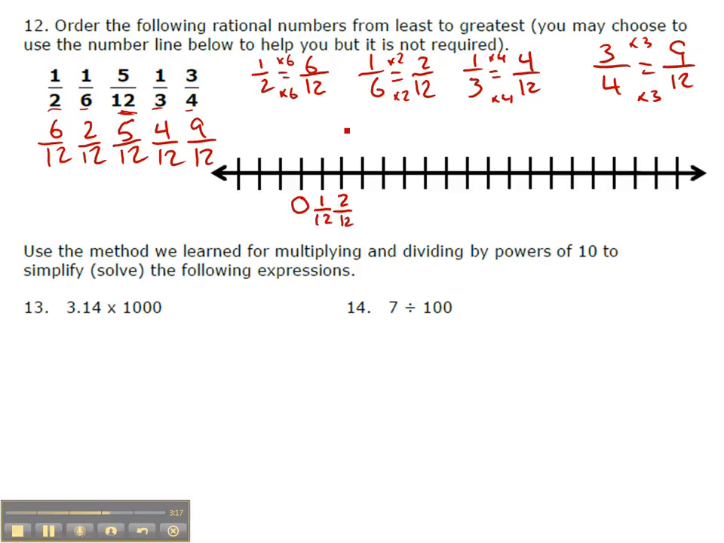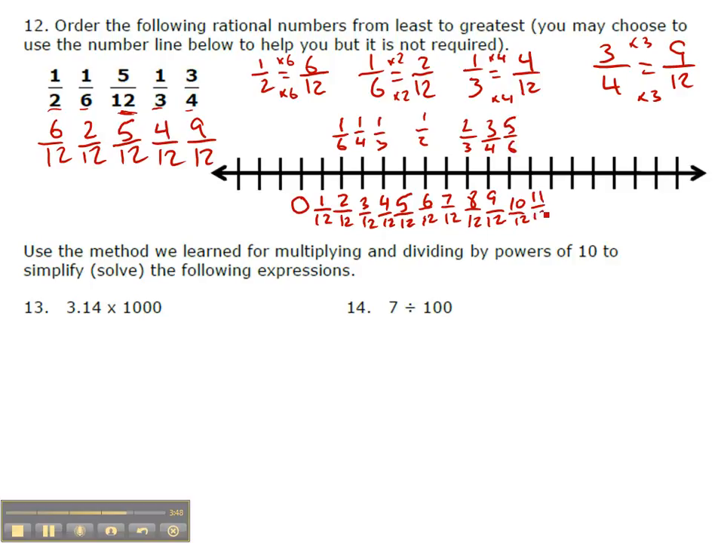So 2 12ths here, that's 1/6. 3 12ths is 1/4. 4 12ths is 1/3. And then 5 12ths is in simplest form. 6 12ths is 1/2. 7 12ths cannot be simplified. 8 12ths is 2/3. 9 12ths is 3/4. 10 12ths is 5/6. And then 11 12ths is in simplest form, and 12 12ths, of course, is 1 whole.